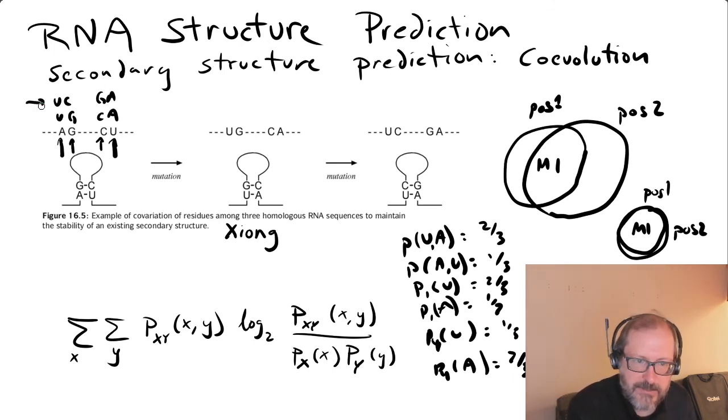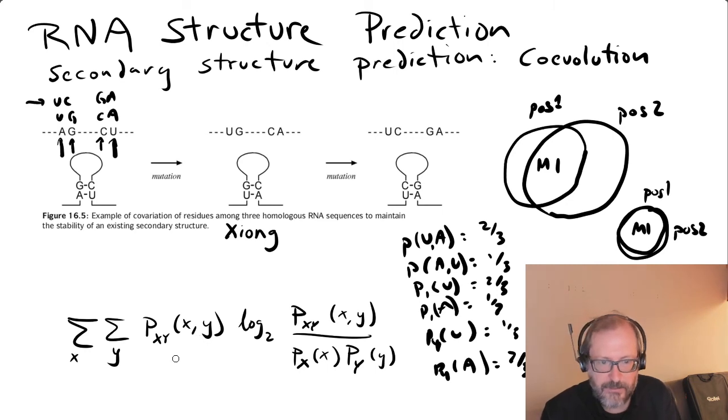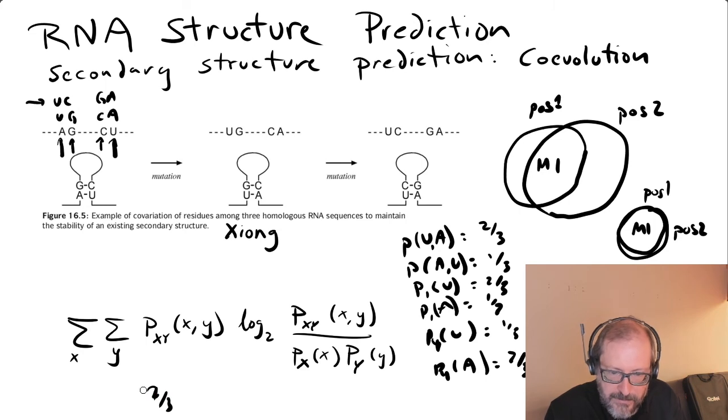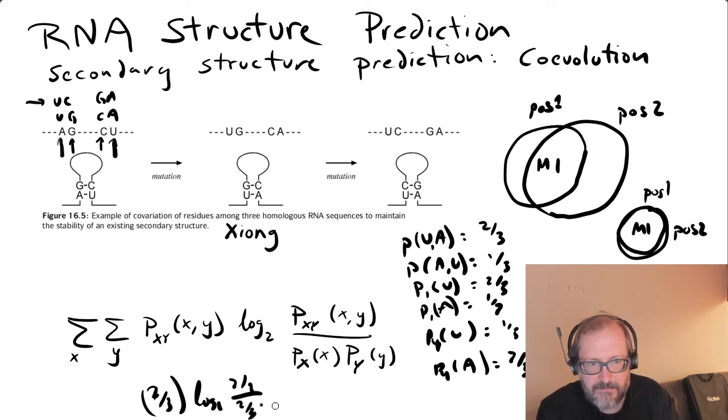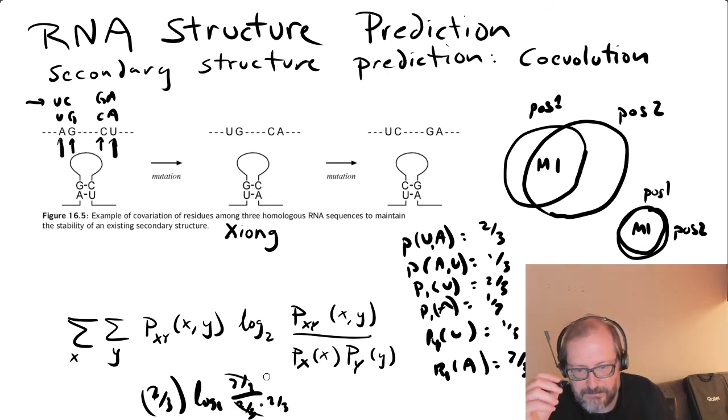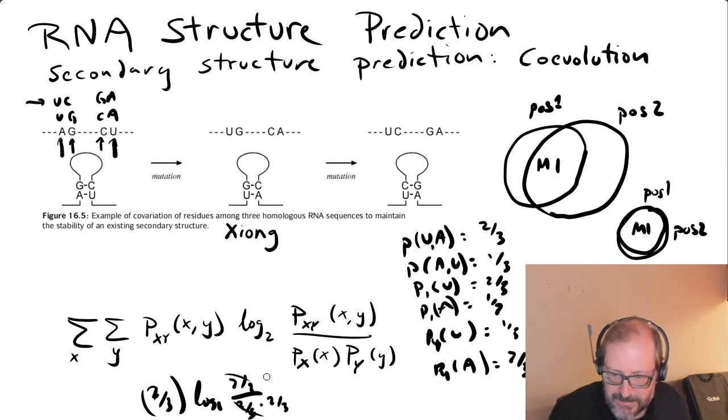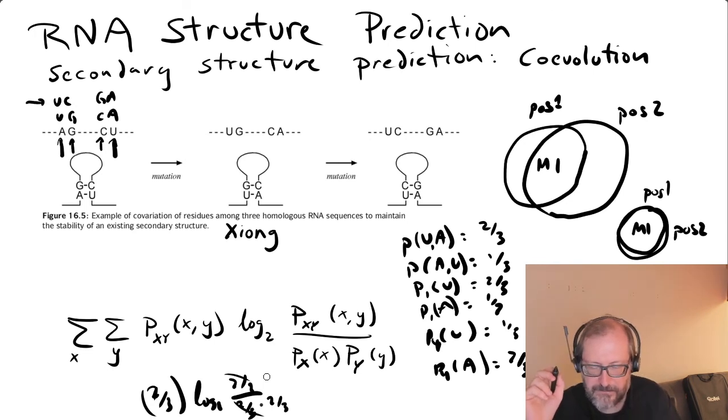Okay, so basically to add these up, what you do is you say, okay, first let's do P, this first thing was P of UA, and so that's 2/3. Log 2 of 2/3 divided by P1 of U, which is 2/3, times P4 of A, which is 2/3. Right, so you just eliminate one of these 2/3 and it becomes 3/2. So something like 2/3 log of 3/2.